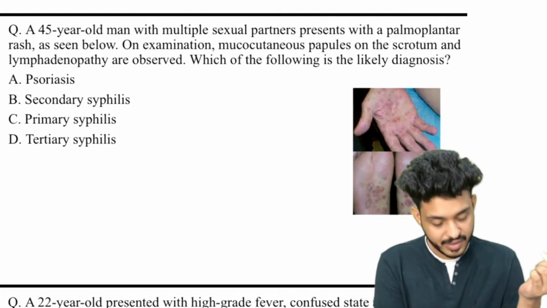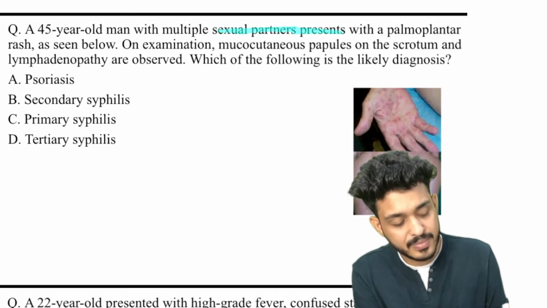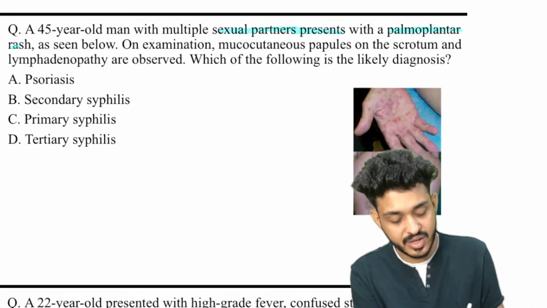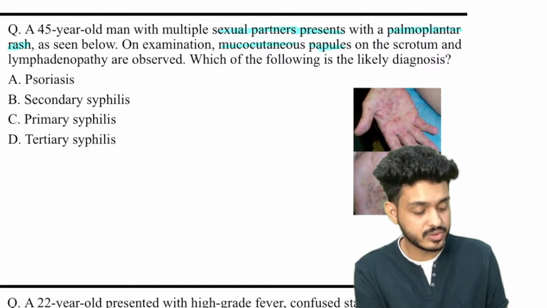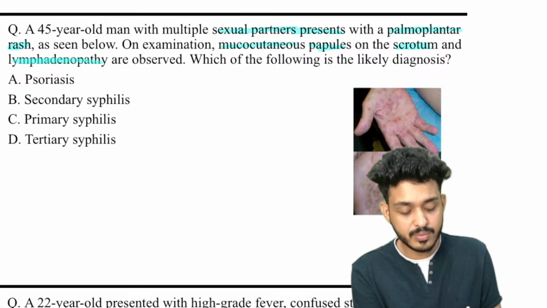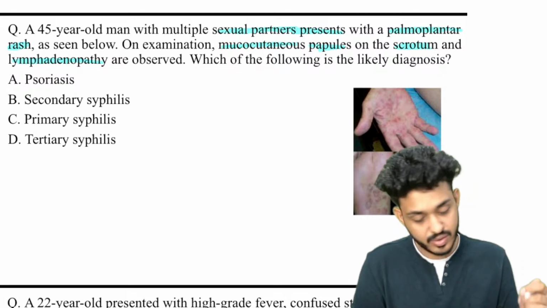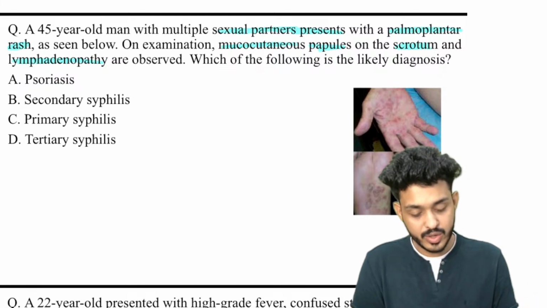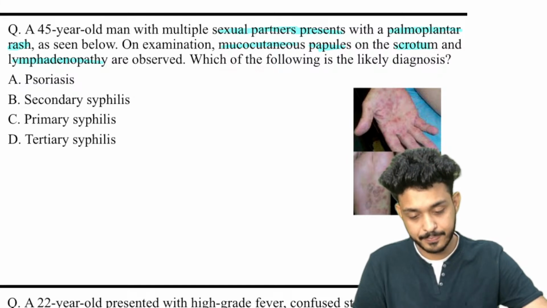A 45-year-old man with multiple sexual partners presents with a palmoplantar rash. On examination, mucocutaneous papules on the scrotum and lymphadenopathy are observed. Which of the following is the likely diagnosis? Try to answer this one. What you can see here, try to answer what is your diagnosis first.